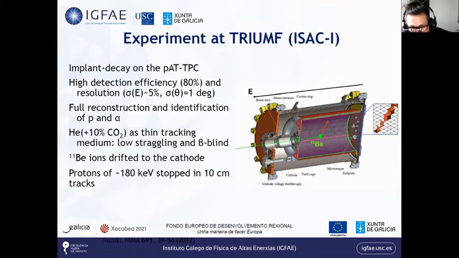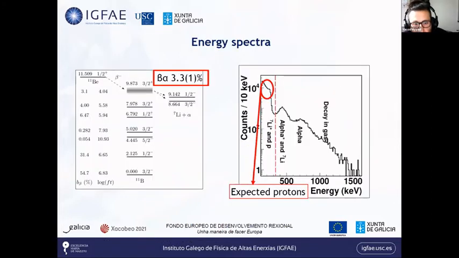Okay. The experiment was designed to measure these protons of around 180 keV that leave tracks of the order of 10 centimeters, which are long enough to be identified. And this is what we observe in a calorimetry mode. Calorimetry mode means that we just collect the energy of all the particles that are stopped in the gas, or we believe are stopped in the gas, by observing that the track does not punch through.